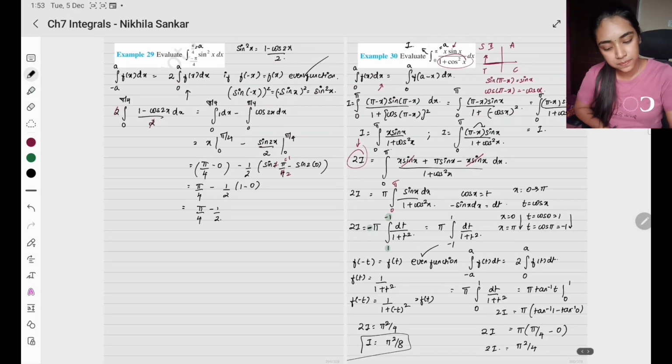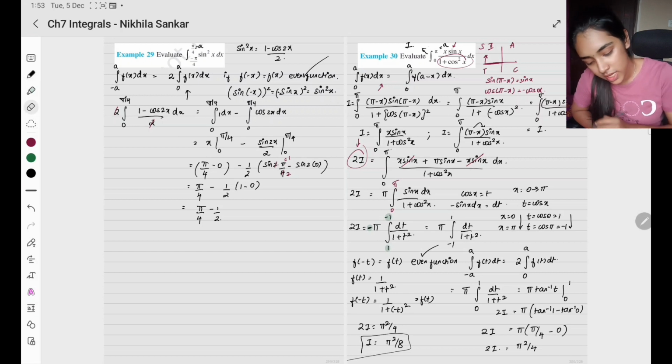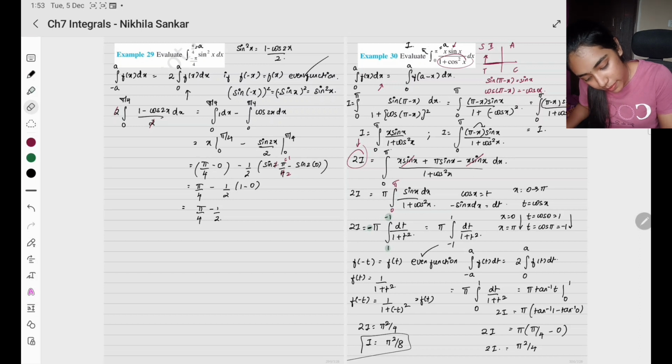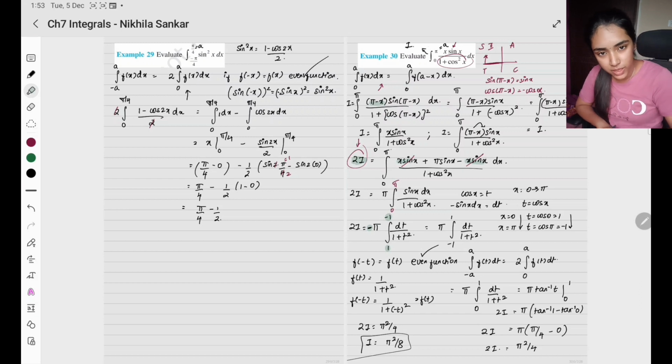Okay, purinjudha? So what are we first doing? We are applying the property where you have 0 to pi, where you can apply pi minus x, and then you are splitting. Split panna enna agum? When you add the two, you see that this is getting cancelled. The product term in the numerator is getting cancelled. So you only have pi times sin x.